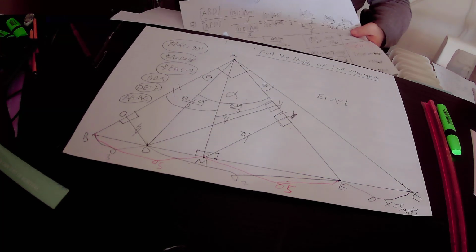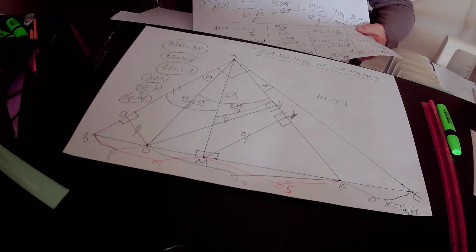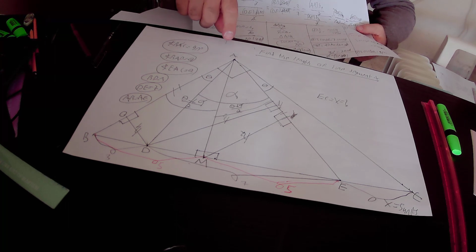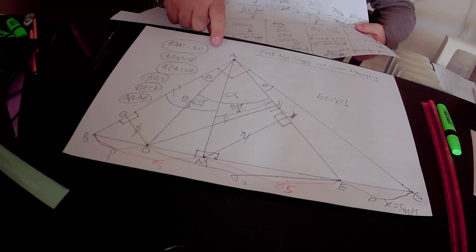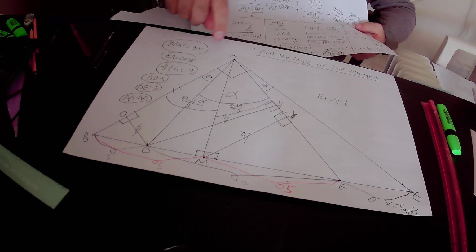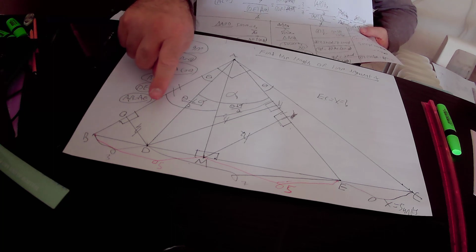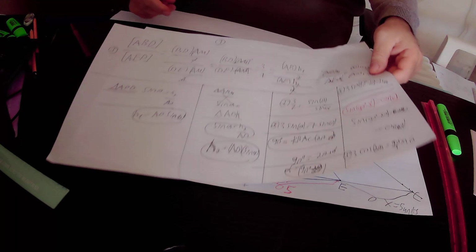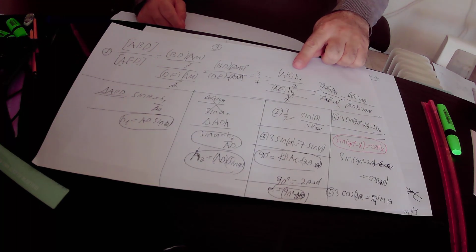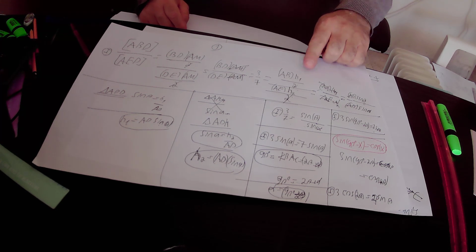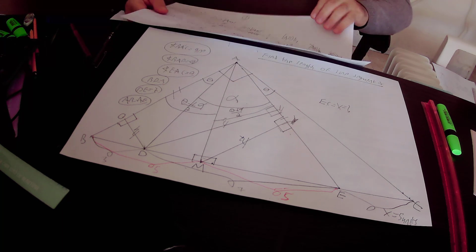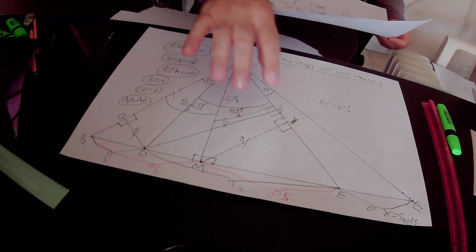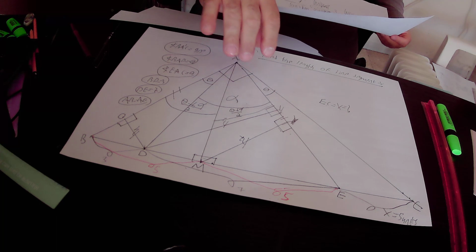Then we calculated in another way the area of triangle ABD and the area of triangle AED. Actually, the area of triangle ABD equals the base AB times the height to the base, that is H1, over 2. And the area of triangle AED was calculated in a different way.